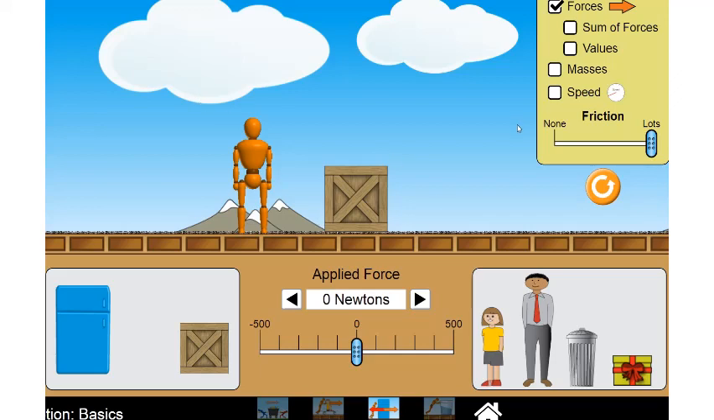So just pay attention to what you're first of all pushing on. Make sure that you are following the instructions, and also make sure that you have your friction set the way it's supposed to be set for the particular question you're working on.